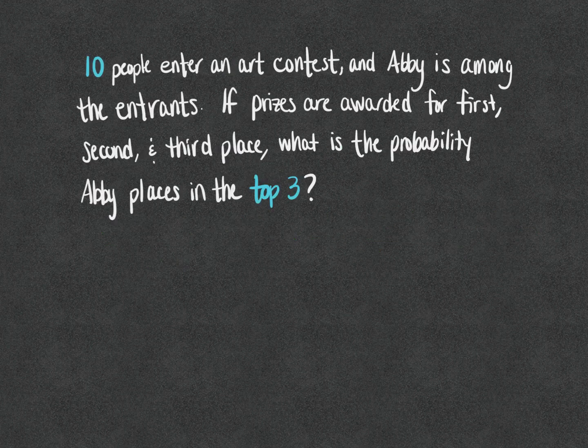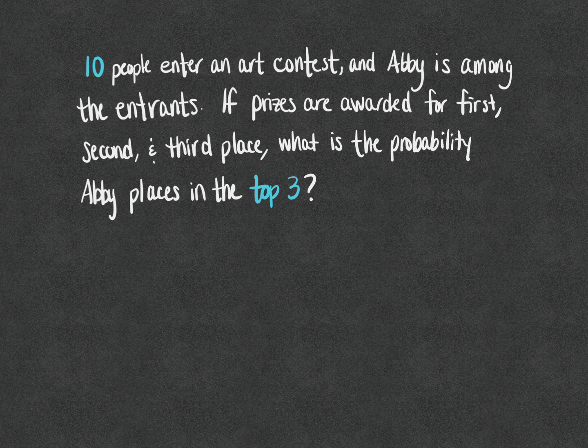And one last example. 10 people enter an art contest, and Abby is among the entrants. If prizes are awarded for first, second, and third place, what is the probability Abby places in the top 3? So in this case, again, we will not have any repetition because they're entering a contest, and so 3 different people will win. But there is the matter of order is important. Okay, order is absolutely important.